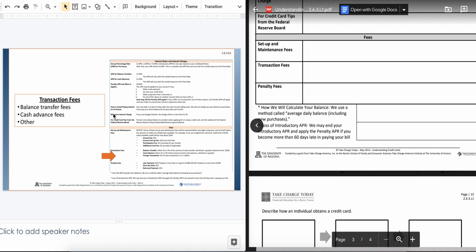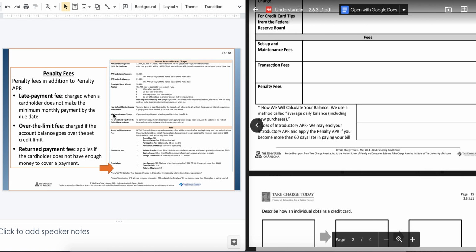Next, we have some transaction fees. So this will tell you actually how much you're going to pay for those balance transfers and for those cash advances, along with any other type of transaction fee that you may need. A lot of companies or credit cards will have a foreign transaction fee. That way, if you're traveling abroad and you need to swipe your card, you'll pay a small fee to complete that transaction, because the credit card company has to do a cash exchange. They have to change it from US dollars to whatever currency the country that you are in functions with.